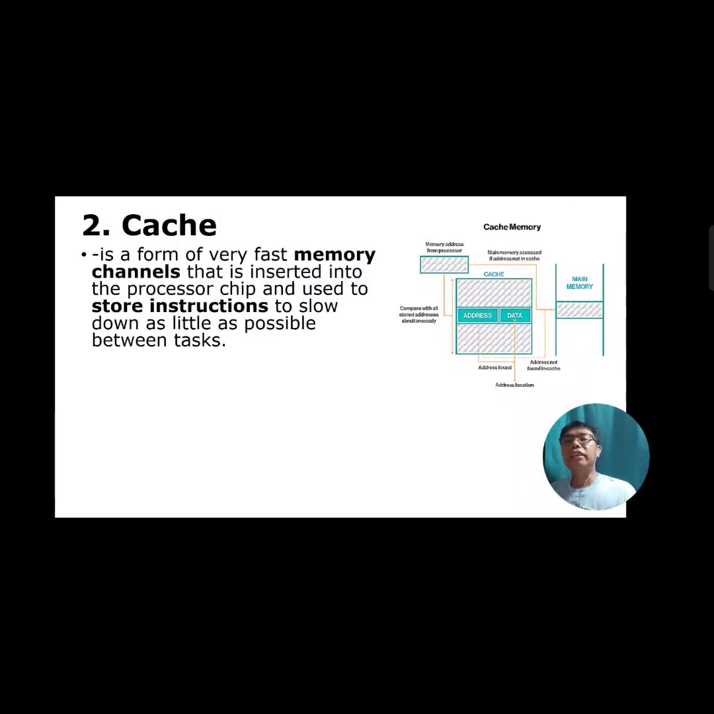Next one, we have here the cache. Okay, cache is a form of very fast memory channel that is inserted to the processor chip and used to store instructions to slow down as little as possible between tasks. Slow down, the instruction is to slow down as little as possible between tasks, meaning to say it will not necessarily stop, but it will only slow down the process.